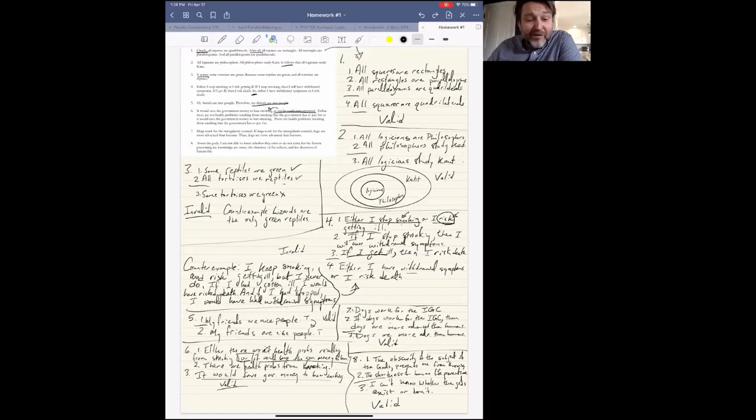Now, with number 3, we get to our first invalid argument. So number 3 has the following format. Premise 1 is some reptiles are green. Premise 2 is all tortoises are reptiles. And premise 3 is some tortoises are green.